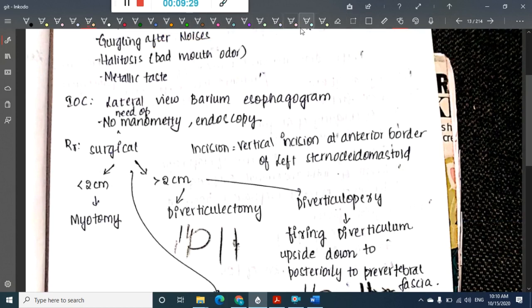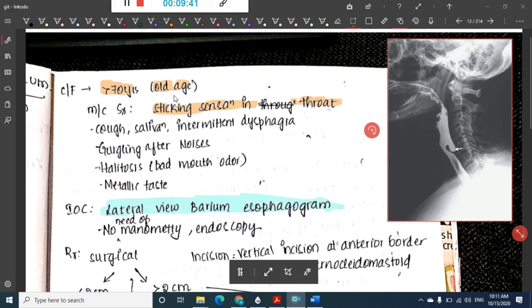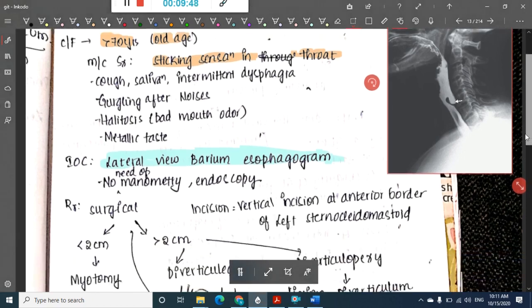Now, what is the investigation of choice? The investigation of choice is lateral view barium esophagogram. In this lateral view barium esophagogram, you can see this Zenker's diverticulum. I'll just show you the picture. So this is the picture of the diverticulum which you can see here through lateral view barium esophagogram.